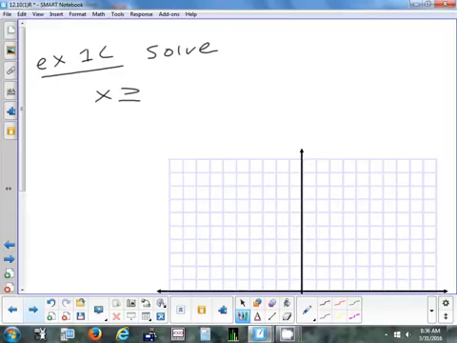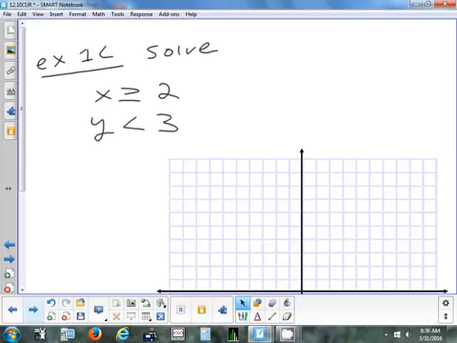I want you to do x is greater than or equal to 2, and y is less than 3. The way you can tell these are special is they each only have one letter. They don't both have x's and y's. Using your reference sheet if you need to, anybody remember what kind of line do you get when x is by itself? Obviously vertical. Yep, look at your special cases. When it says x only, vertical.